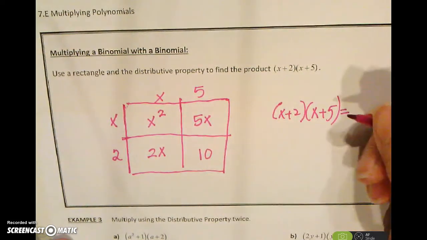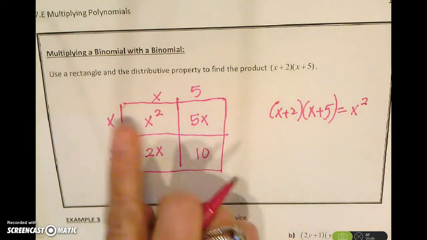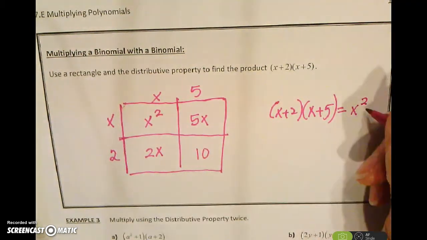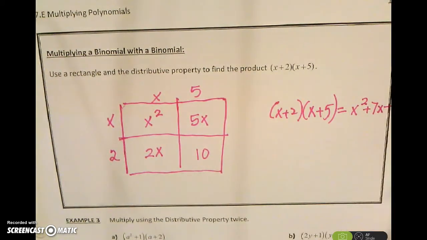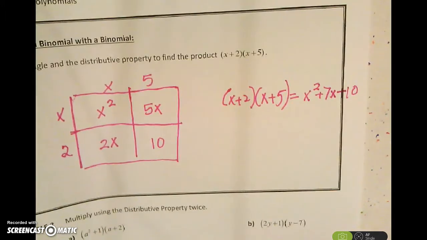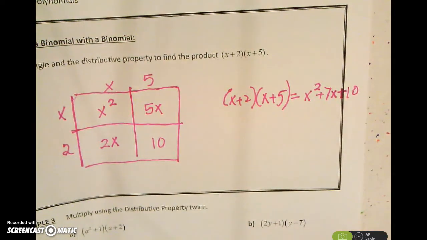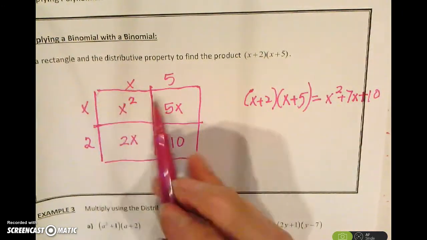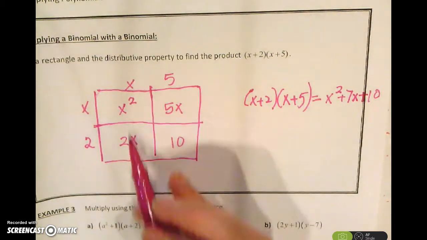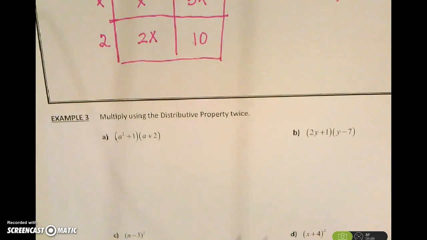So it's going to be made up of x squared, then 5x and 2x is 7x, and then plus 10. So x squared plus 7x plus 10. So that's how we could use it to do that. If you notice, we're multiplying x times both the x and the 5, and the 2 times both the x and the 5. And that's what we're going to do as we work through these problems.